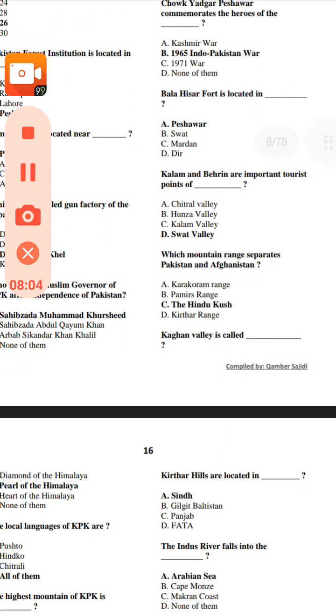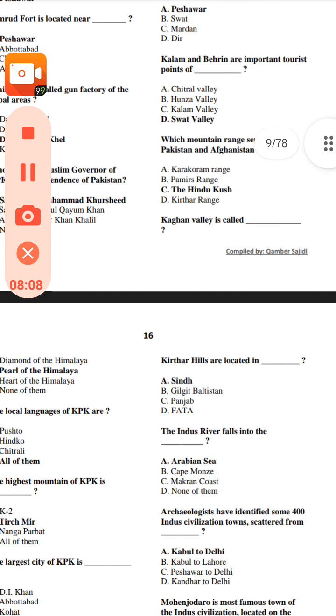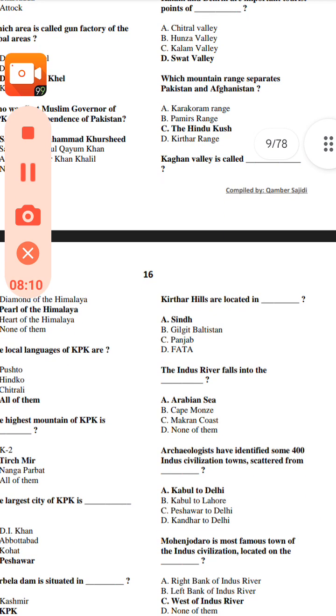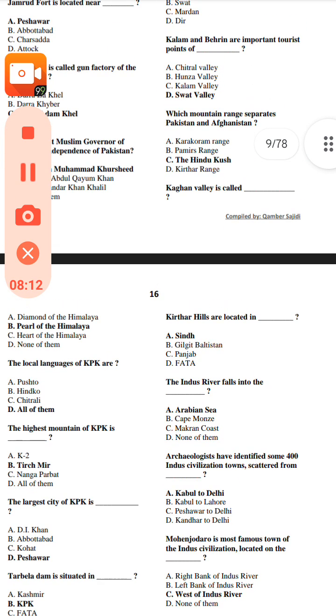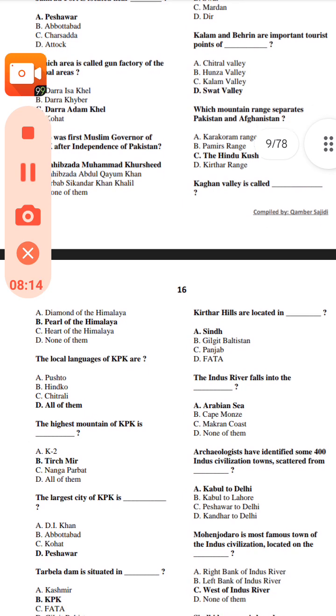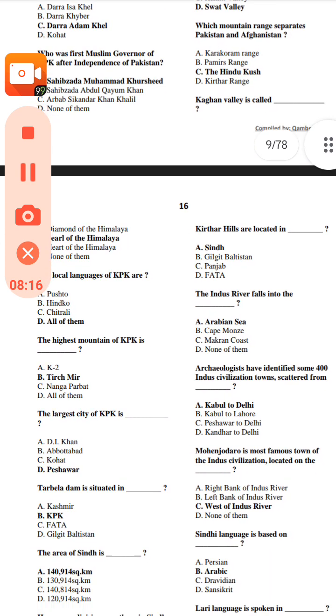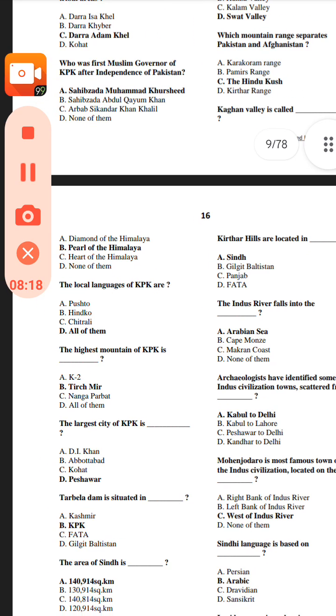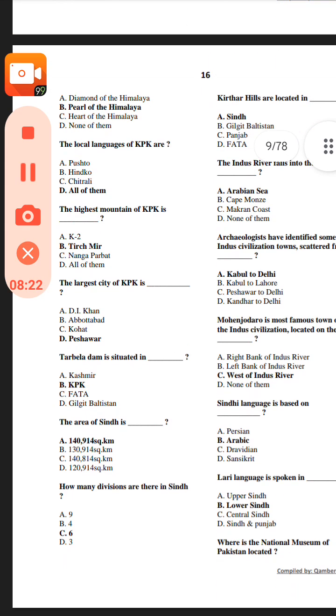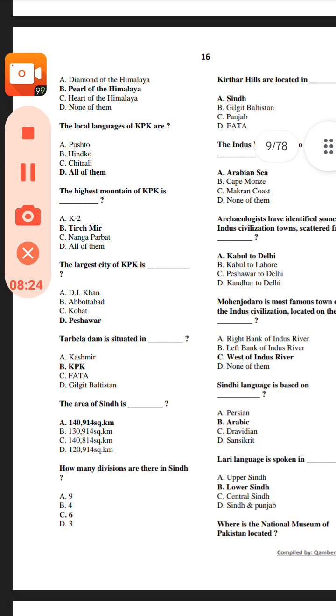Kalam and Bahrain are important tourist points of the Swat Valley. Which mountain range separates Pakistan and Afghanistan? The Hindu Kush range. Swat Valley is called the Pearl of the Himalayas. The local languages of KPK are Pashto, Hindko, Chitrali, all. The highest mountain peak of KPK is Tirich Mir. The largest city of KPK is Peshawar. Tarbela Dam is situated in KPK.